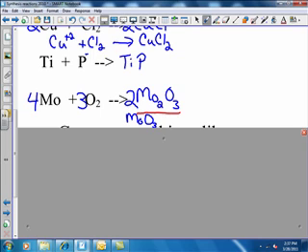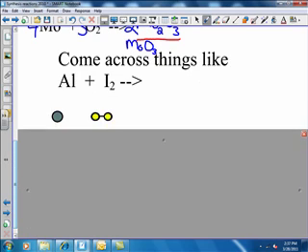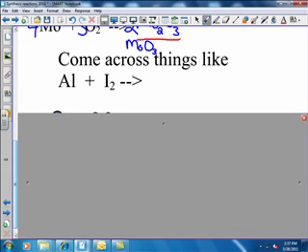So with these synthesis reactions, you're just putting things together. Now, you might come across things with diatomics. And again, you'll just have to pay attention to charge, because iodine is going to be a -1 charge, aluminum is going to be a +3 charge. So when I put these two together, this has to be AlI3. But then, of course, you'll have to go through and balance.